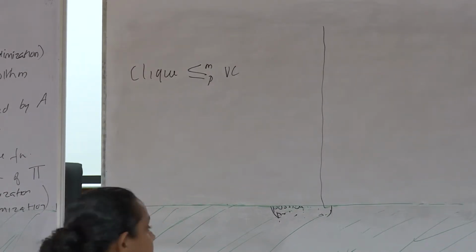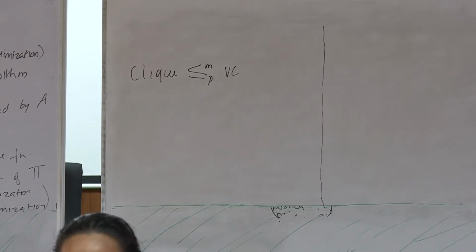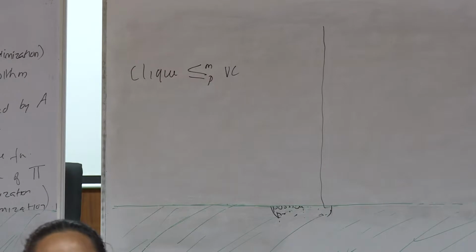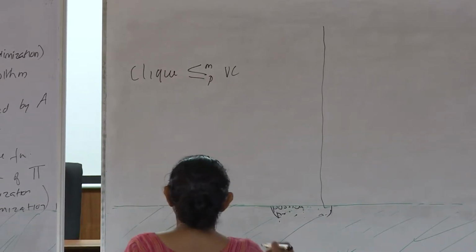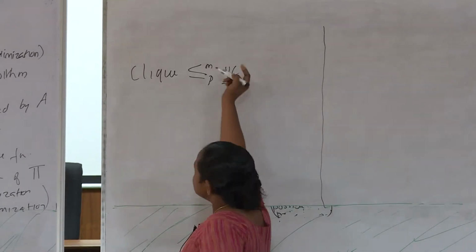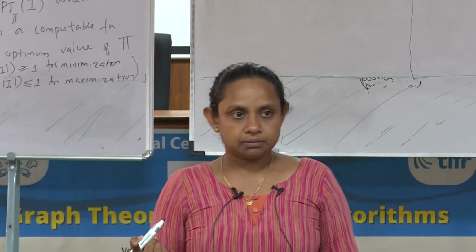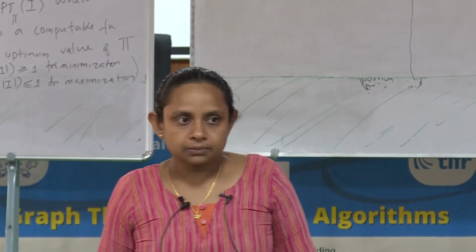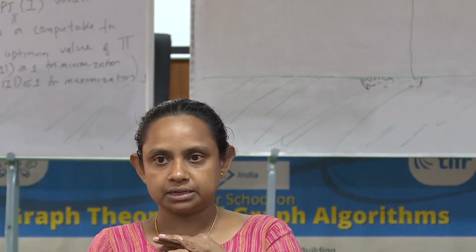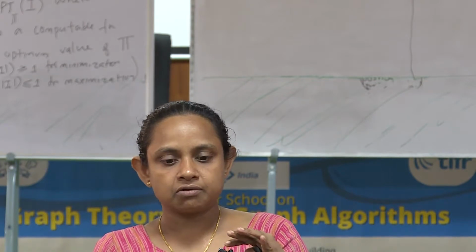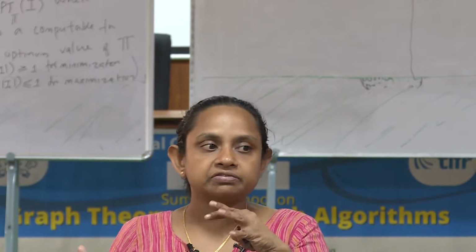So, does that also... okay, I will not ask that, but do you have a reduction from... okay, whatever. You know what the meaning of this is? If vertex cover has a polynomial time algorithm, clique will also have a polynomial time algorithm, because we have this reduction method which converts the instances of clique to vertex cover without changing the answer of the decision problem.